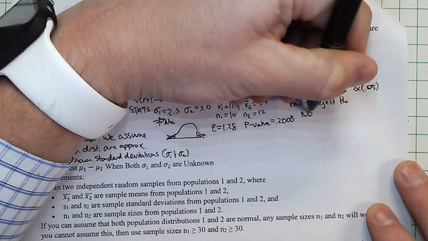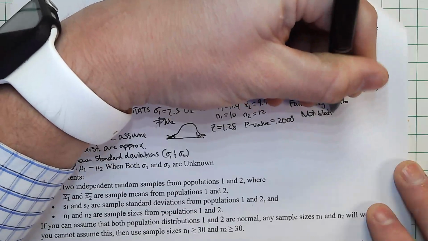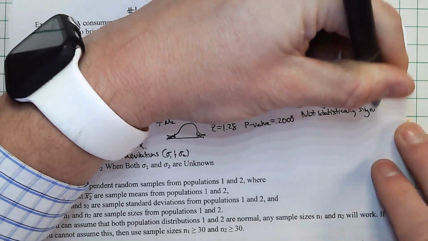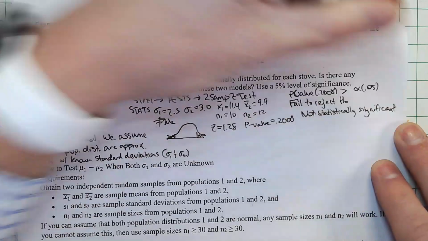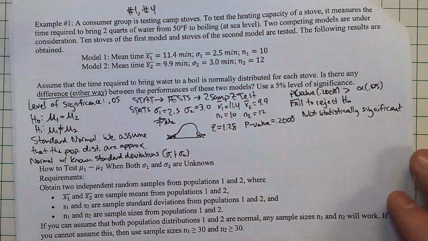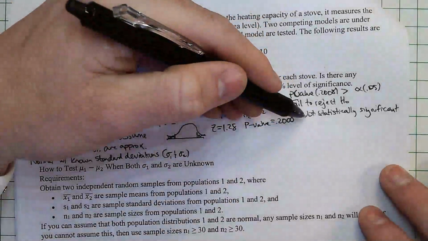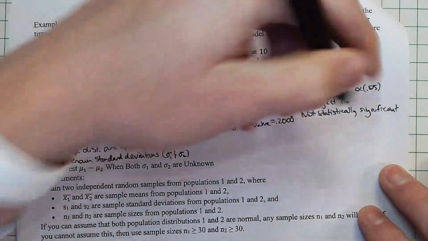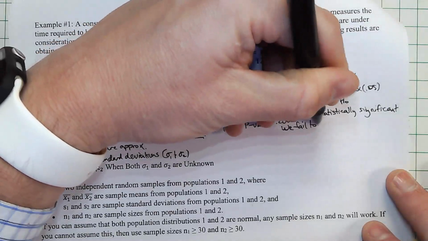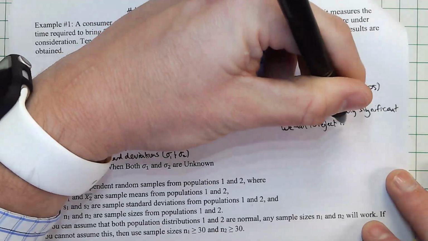Not statistically significant. So this means that it's like not guilty. We weren't able to prove, so basically, we'll kind of talk about this in a moment. We weren't able to prove that there's a difference between the two stoves. So failed to reject H0, not statistically significant. So in your last statement, you'll say we failed to reject H0.